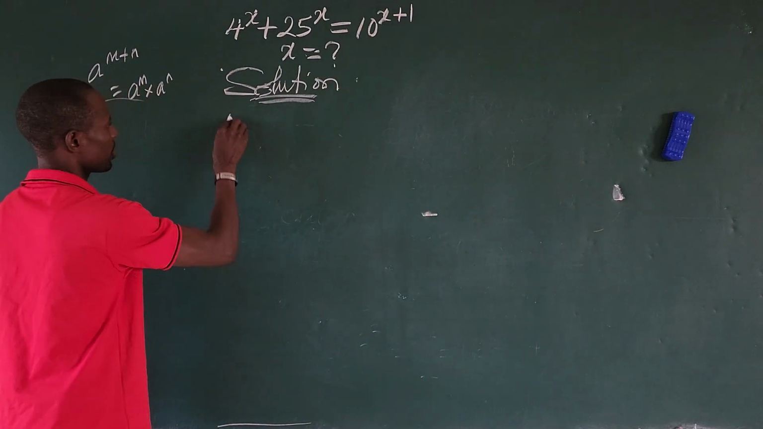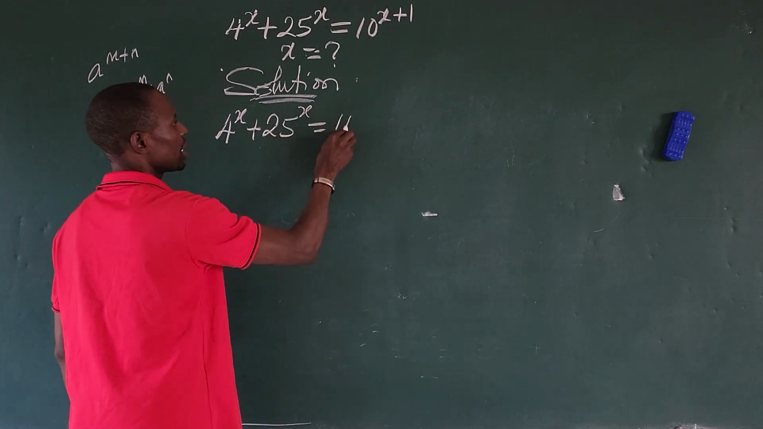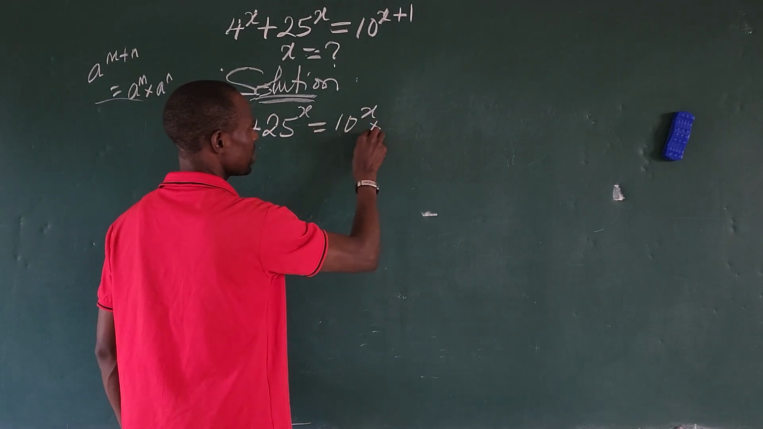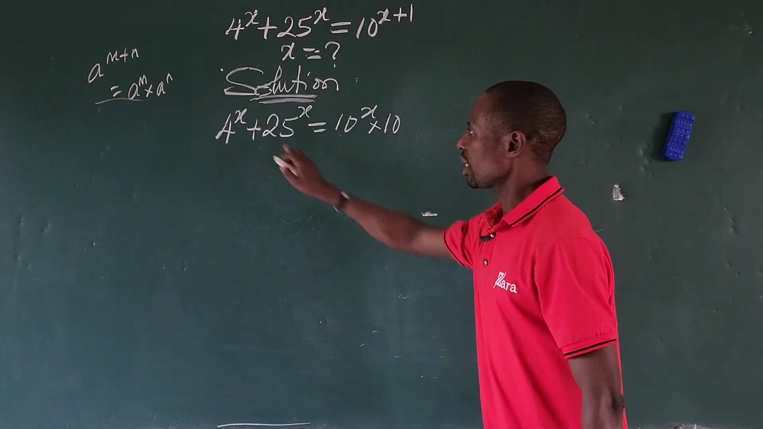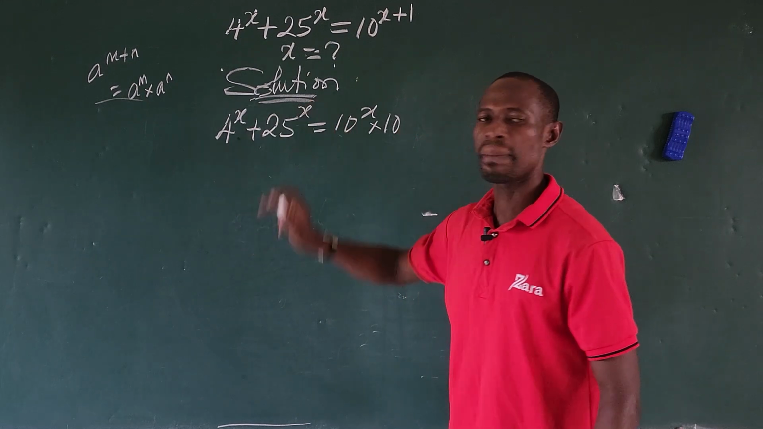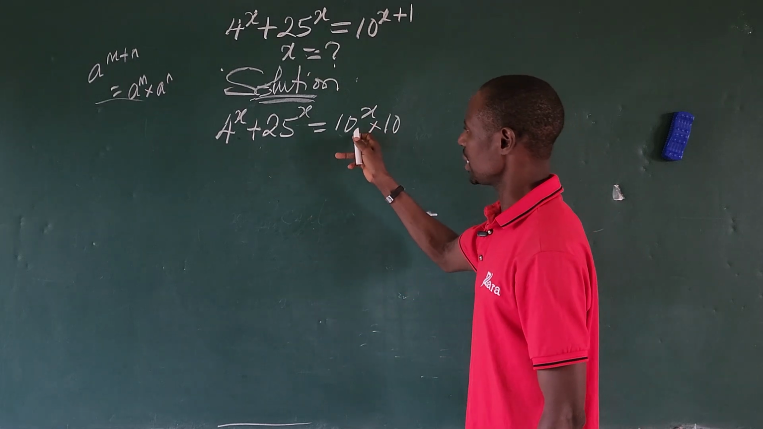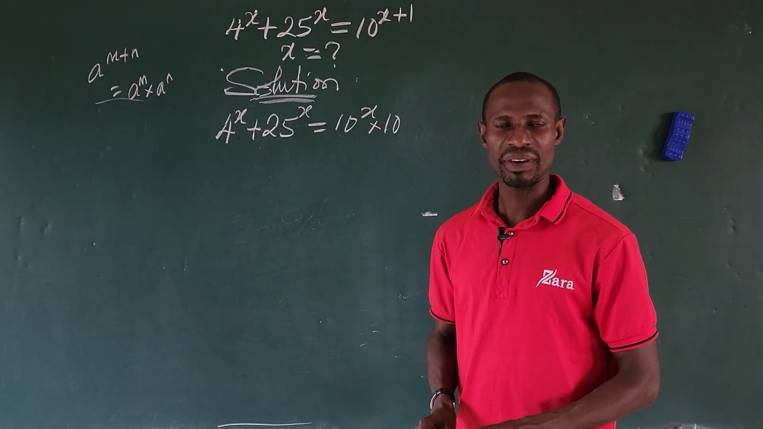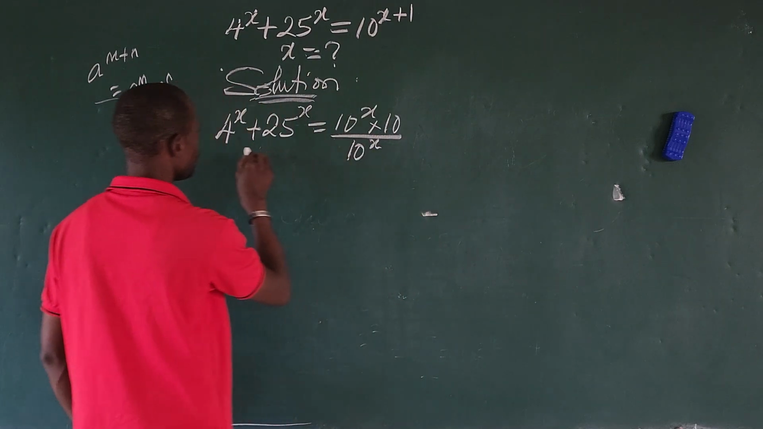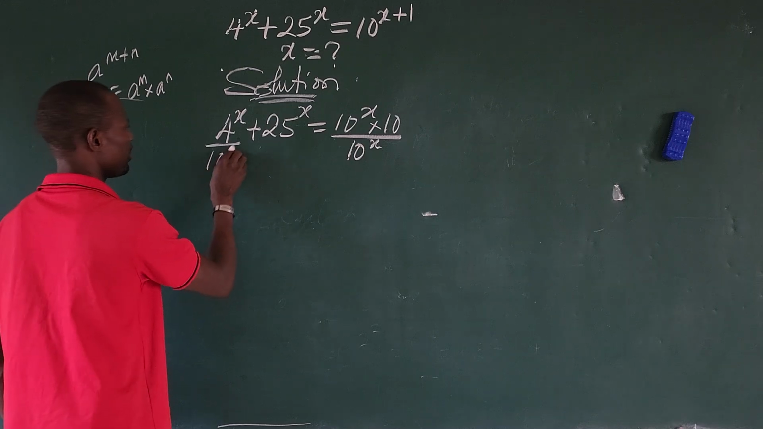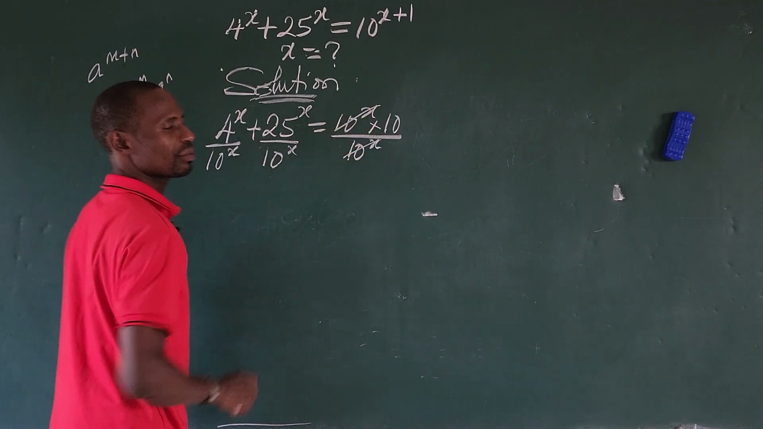And so this is going to give us 4 to the power of x plus 25 to the power of x equal to 10 to the power of x times 10 to the power of 1, which is 10. Here we are having 4 to the power of x and 25 to the power of x. So what we do now is easy. We are having 10 to the power of x here, so let's eliminate this 10 to the power of x. To do that, we divide by 10 to the power of x. So we divide this side by 10 to the power of x, we equally divide this by 10 to the power of x, and we equally divide this by 10 to the power of x. So we are left with 10 here.